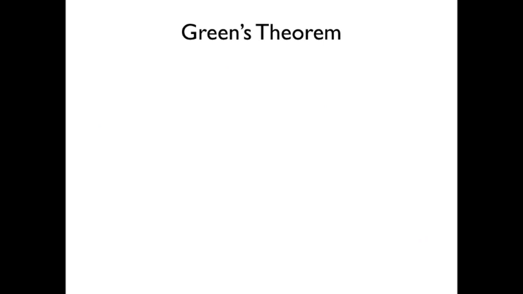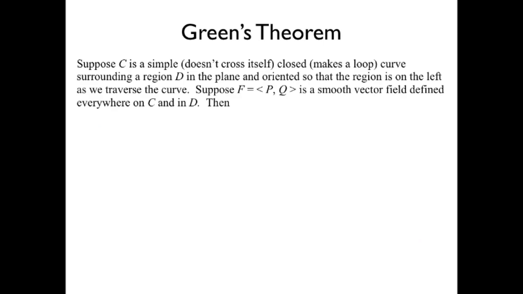Okay, so Green's theorem. Put that aside, put that on the shelf for a second. Green's theorem, here we go. Suppose C is a simple, which means it doesn't cross itself, closed, which means it makes a loop, curve. So it's a simple closed curve surrounding a region D in the plane and oriented so that the region is on the left as we traverse the curve.